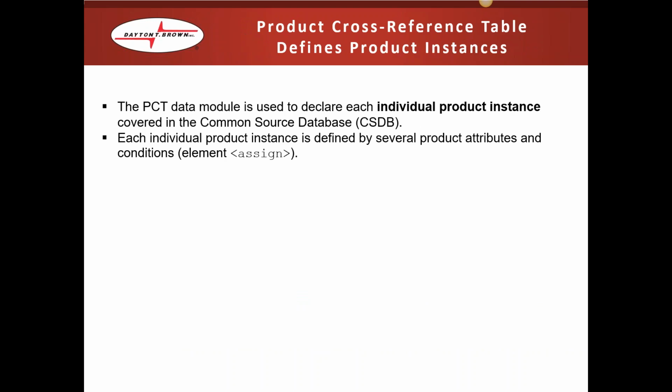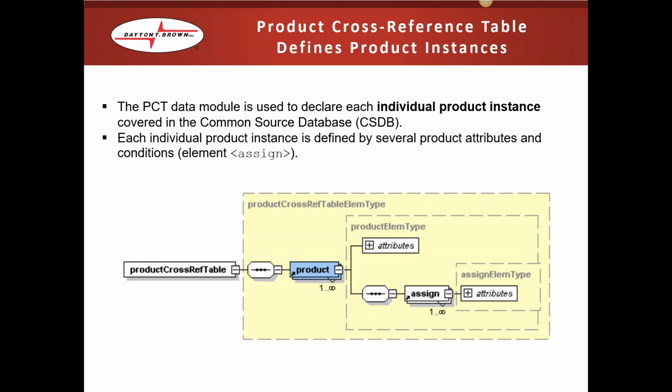And again, this is where that idea of product instance comes up. So the PCT data module is used to declare individual product instances that are covered in the CACB, and each individual product instance is defined by several product attributes and conditions. Again, this PCT relies on the CCT and the ACT to bring together these assignments of product instances. So to build this thing up. And this is what it looks like. The PCT has one or more products with one or more things called assign, and that's it. That's all we do is we continually add a product with a bunch of assignments, and we're taking values out of ACT and CCT to assign them to a particular product instance.